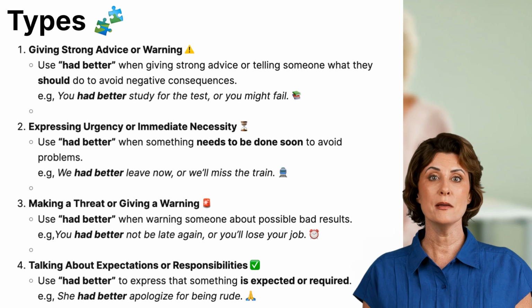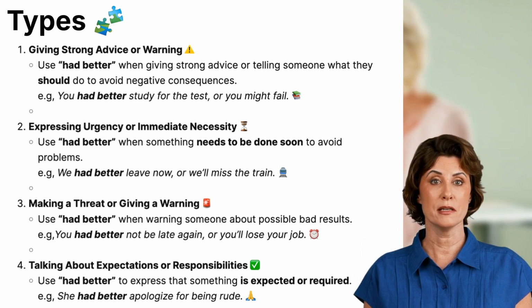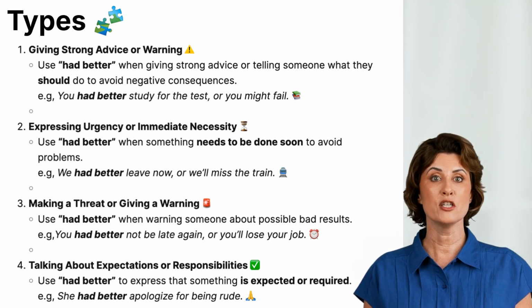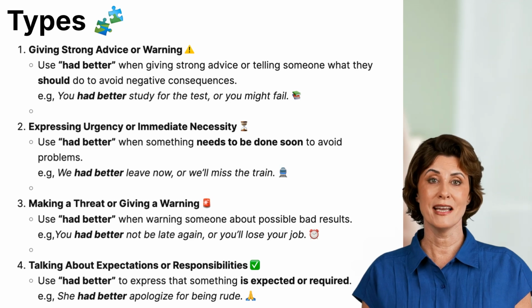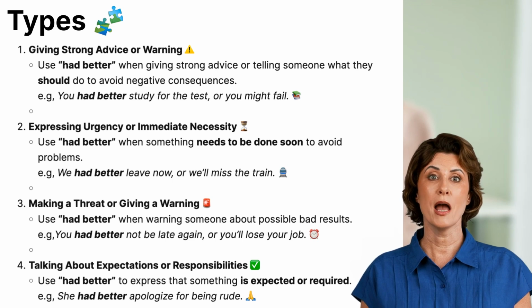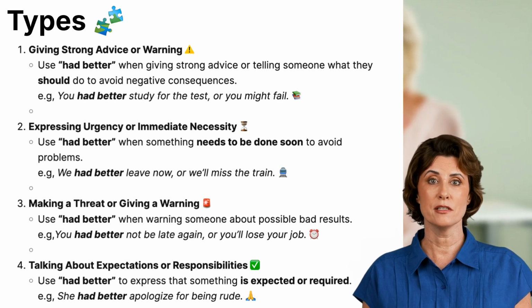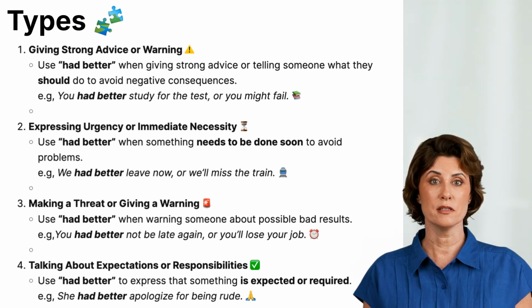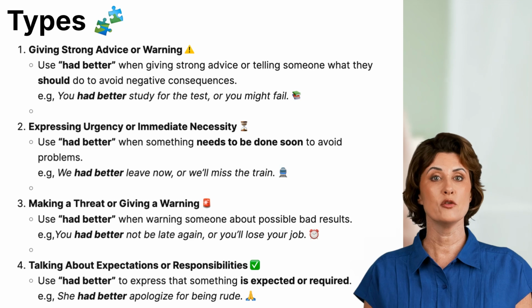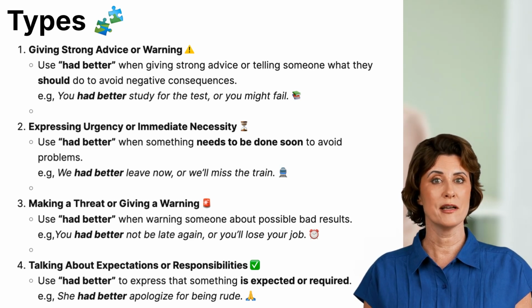4. Talking about expectations or responsibilities. Use "had better" when talking about something that is expected, required, or necessary. Example: She had better apologize for being rude. This suggests that apologizing is the right thing to do, and if she doesn't, there might be negative consequences. More examples: He had better be careful with that expensive watch. You had better tell the truth about what happened. This use of "had better" is slightly softer than a warning, but still carries a sense of strong expectation.